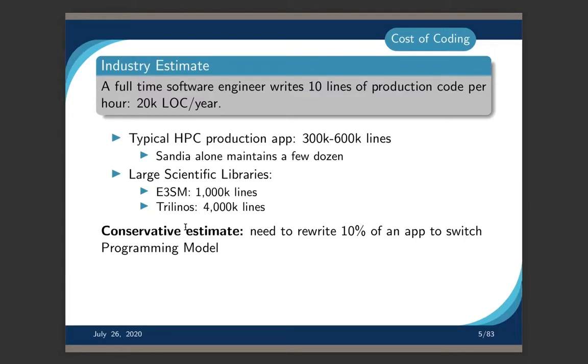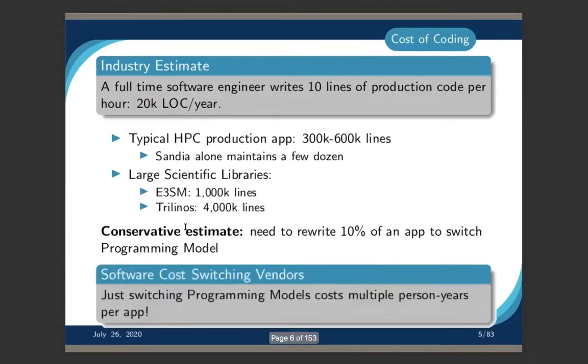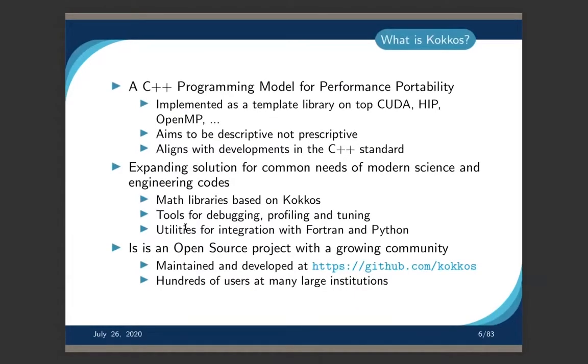And in a conservative estimate, you need to touch about 10% of your code if you switch from something like CUDA to SYCL. And that means it needs multiple person years per app to just rewrite that. And usually, as an academic or somebody at a lab, you don't really have that kind of time. You have other things to do, like writing proposals, writing papers, doing actual science, right? Not just constantly rewriting your code, because you get a new type of machine every few years. So Kokkos is essentially our answer to that.